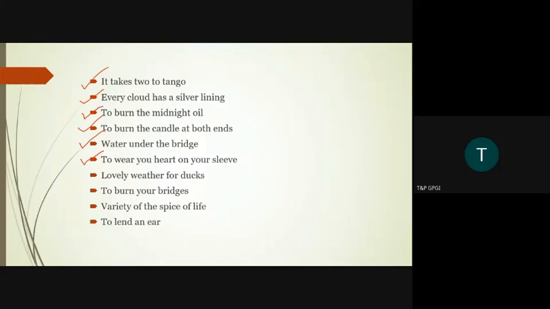Okay, in a good way. So the example is, I'm so glad I didn't burn up my bridges with my old boss because she just offered me an amazing new job in her new company.